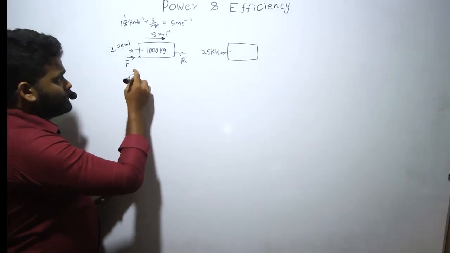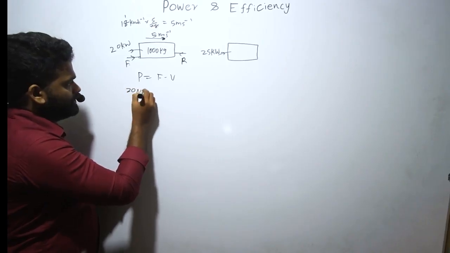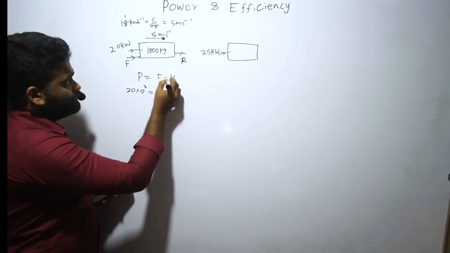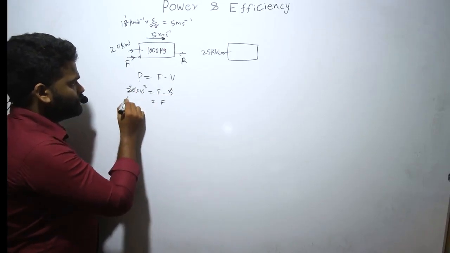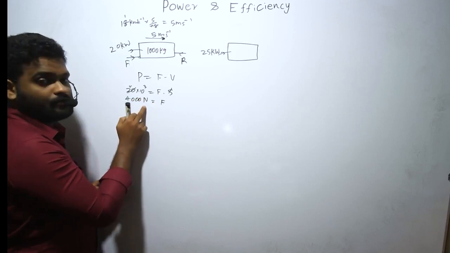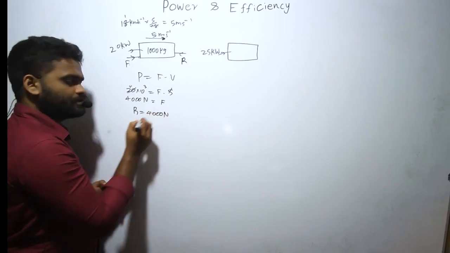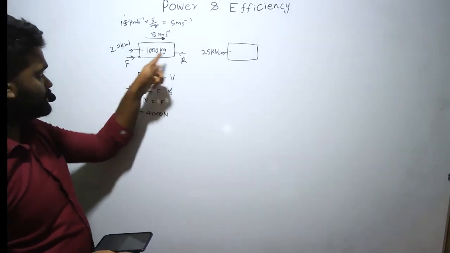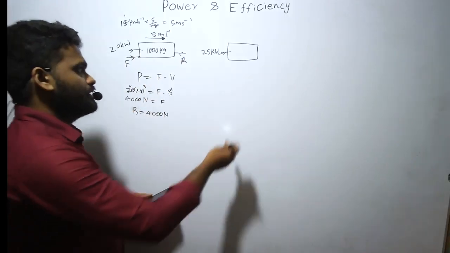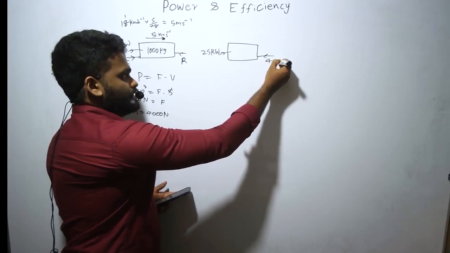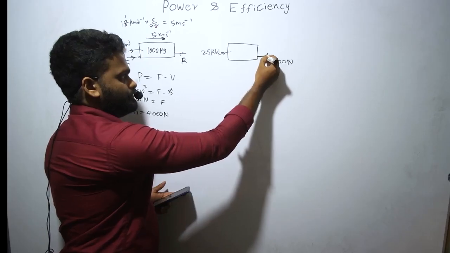So I'll just apply this equation. Power is 20 kilowatts, velocity is 5. So the force, if you divide, is 4,000 Newton. So the resistive force also should be 4,000 Newton. And in the second case, they say the resistive force does not change. So still the resistive force should be 4,000 Newton.